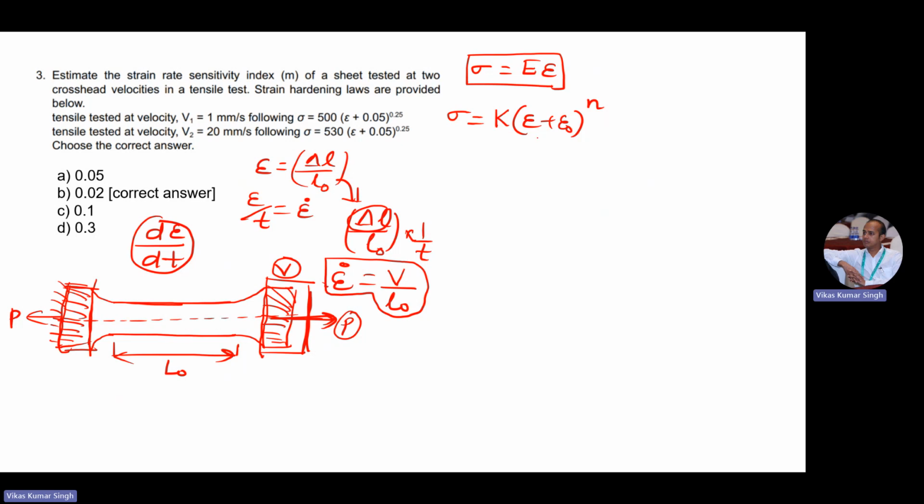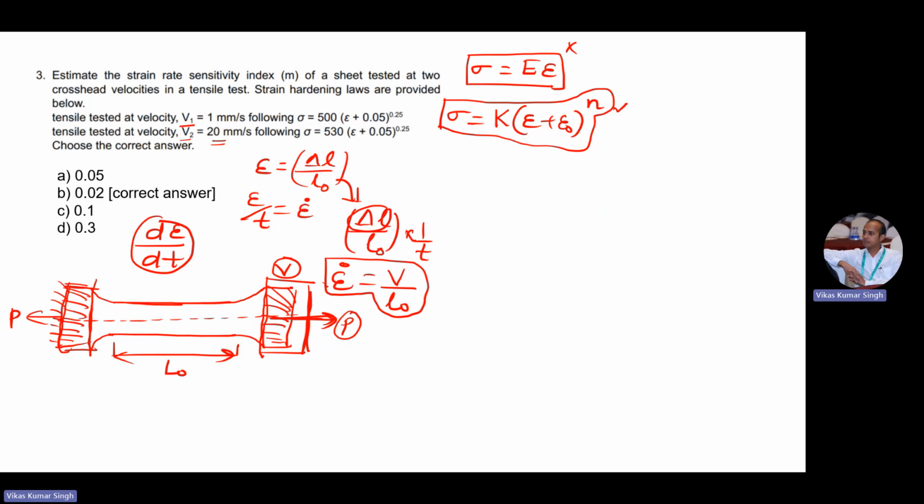This formula is non-linear and it is applicable in plastic deformation. So here plastic deformation is happening and we are not going to use this formula. We can use only this formula. Okay, so here two different kinds of strain rate are given, like V1 and V2, 1 mm per second and 20 mm per second.